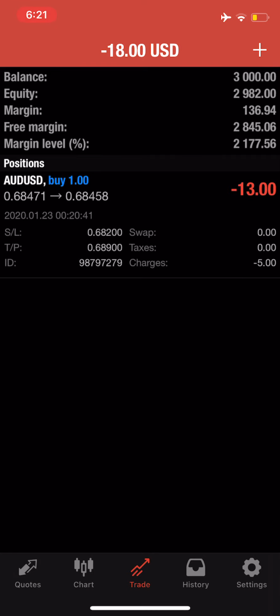So if we want to check the chart on this trade, if you tap the trade, you will see the information, right? You will see the stop loss price where it says SL, the take profit price where it says TP. The charges, that's basically what the broker took for you to enter this trade, right? Swap is basically at 5 o'clock, the broker takes a few cents or dollars for keeping the trade open overnight, right?